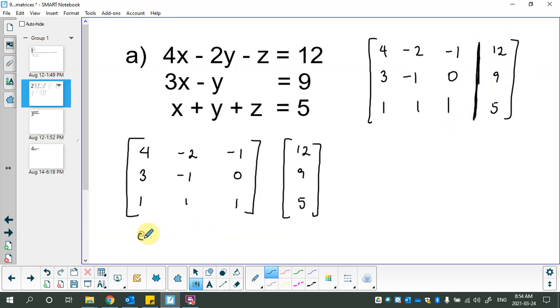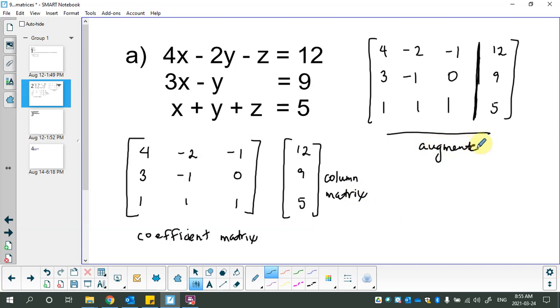So this coefficient matrix, this column matrix, and what we end up working with is this one, which is the augmented matrix. And you do not need to know the name of this stuff. I'm just giving you some information.